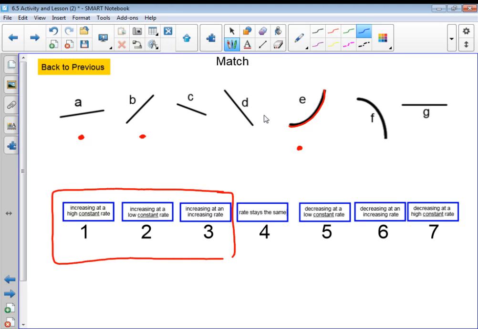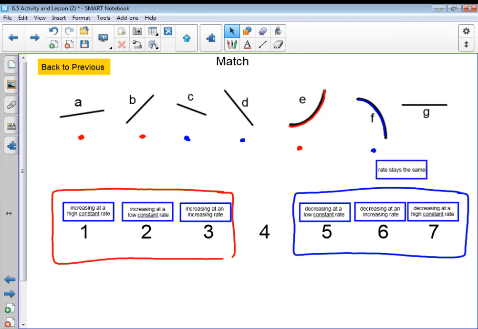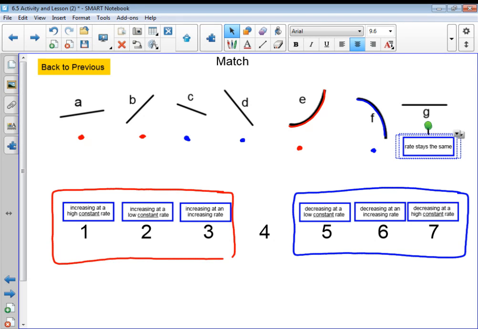Okay, then we've got some decreasing ones here for 5, 6, and 7. So decreasing is where it's going to be going down from left to right. So down from left to right would be C. D is going to be a faster drop from left to right. F is dropping gradually from left to right. And then that leaves us with letter G just showing a constant or a rate that stays the same the whole time. Okay. So let's go ahead, we can actually go ahead and mark this one. This is going to be our constant.